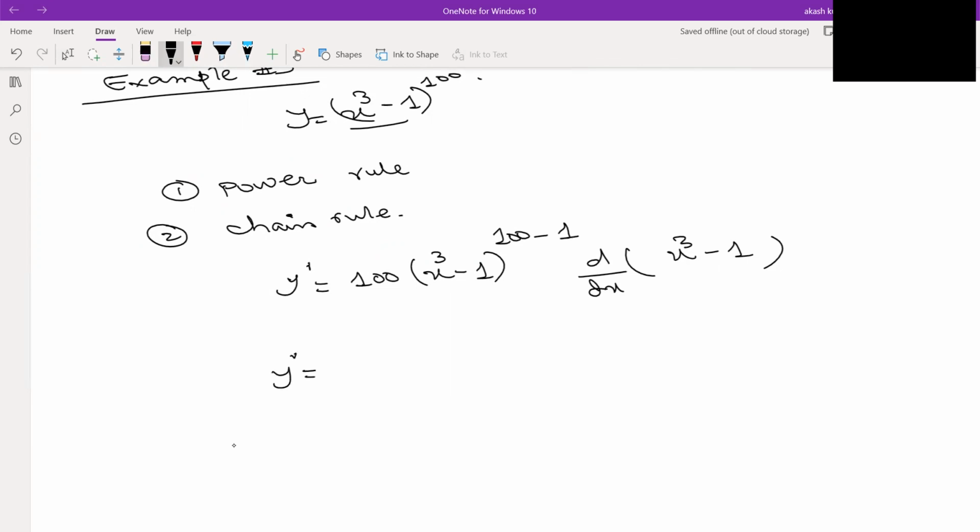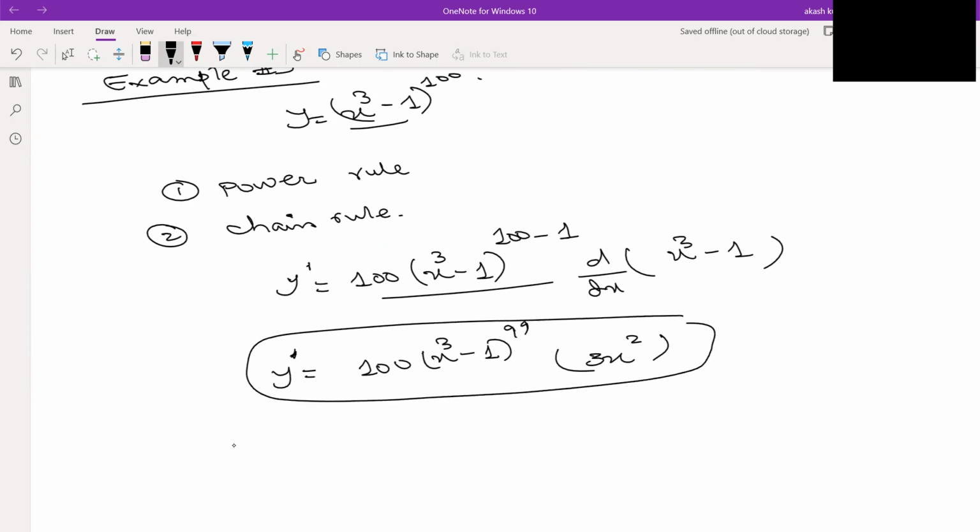Okay, so the inside one will become just 3x squared, right? That's all. If you differentiate it, then it will be 3x squared, and then we have to simplify this part: 100 x cube minus 1 to the power 99. Is it clear? That's the whole answer. No need to go more. But if you want, we can multiply 3 with 100. It will be 300 x squared, and then x cube minus 1 to the power 99. Why 300? We multiplied 3 with this 100.